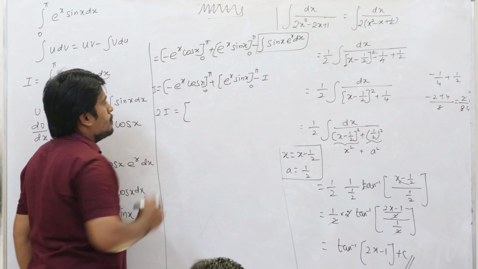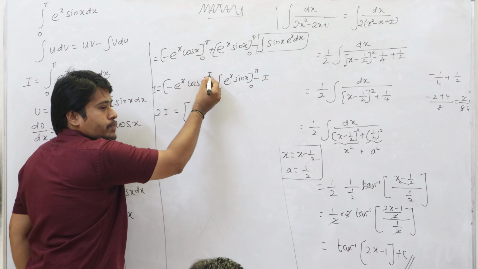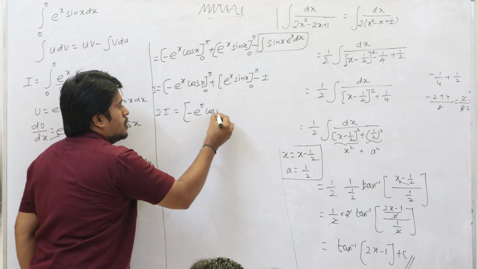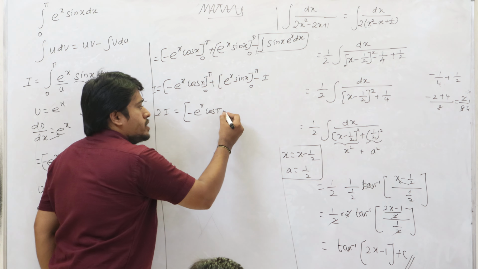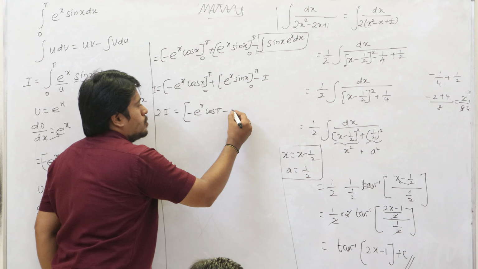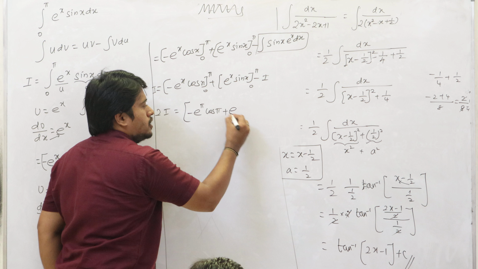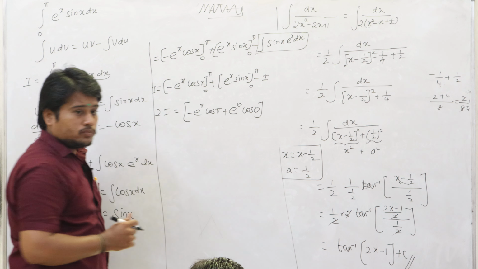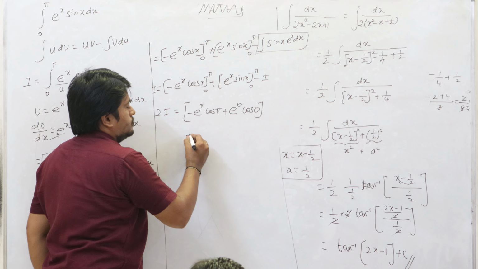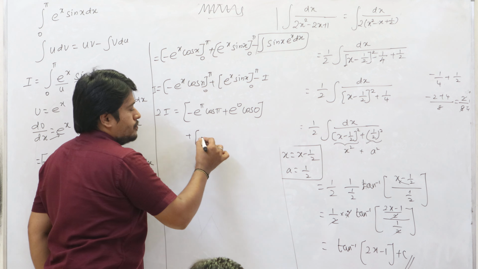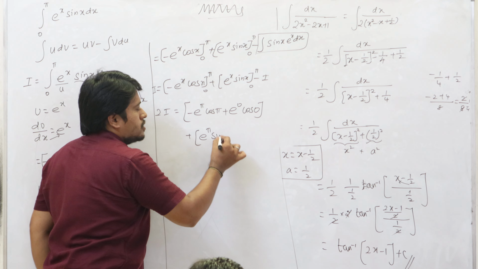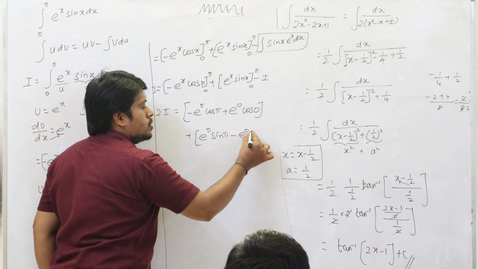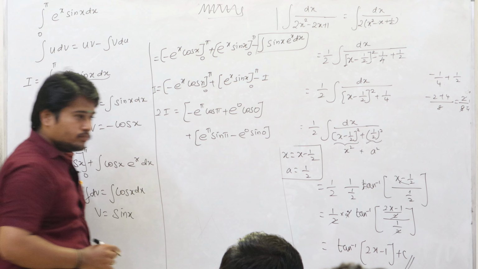Now you can apply the limit. Upper limit as pi: minus e power pi cos pi. Lower limit, what about the lower limit? 0. So minus of minus, plus e power 0 cos 0. Plus upper limit e power pi sin pi, minus lower limit e power 0 sin 0.